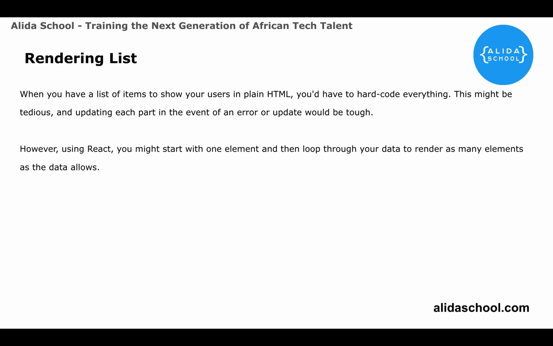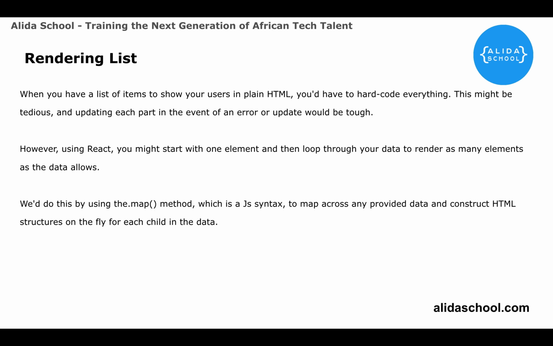Now, in React.js, doing this is as simple as having an array of the elements you want to list out. Then you'd loop through it using the .map method, which is JavaScript syntax that allows you to map across any provided data and construct your HTML syntax on the fly.